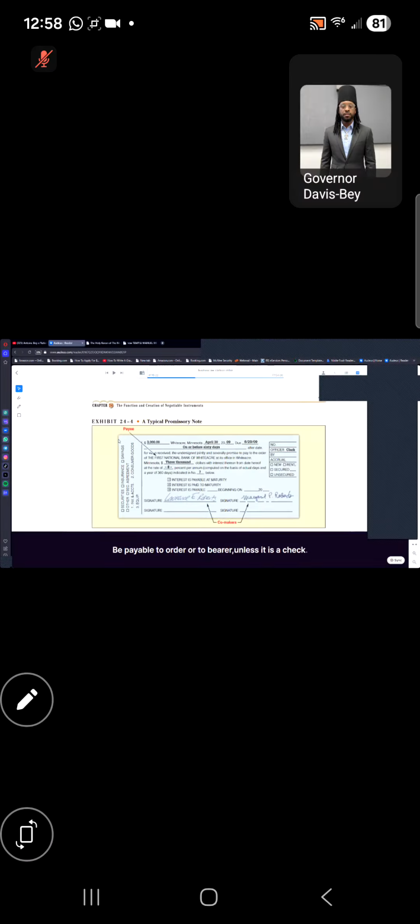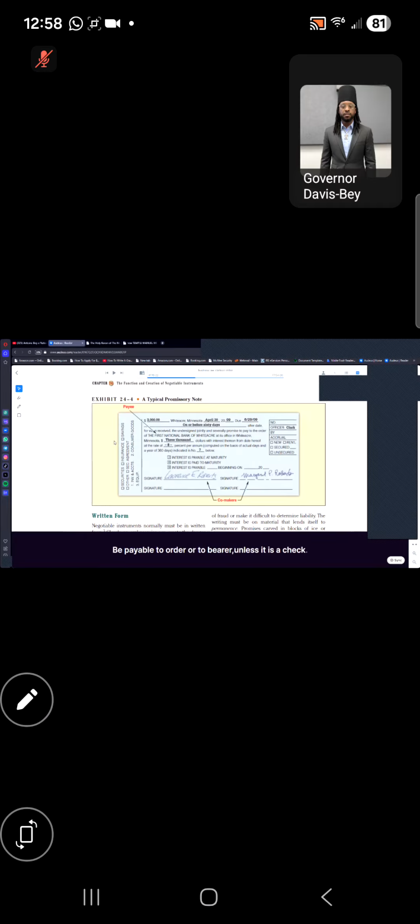Okay, so this is a promissory note right here. A typical promissory note, exhibit 24.4. It says $3,000, White Acre, Minnesota, date, on or before 60 days after date, for value received. Notice I always say for value received. That's legalese. That's consideration in a contract. It always has to be consideration in a contract because the promissory note is a contract.